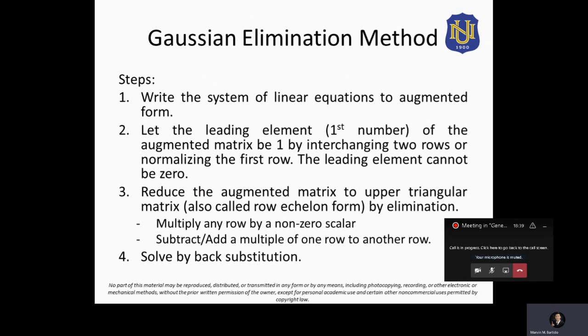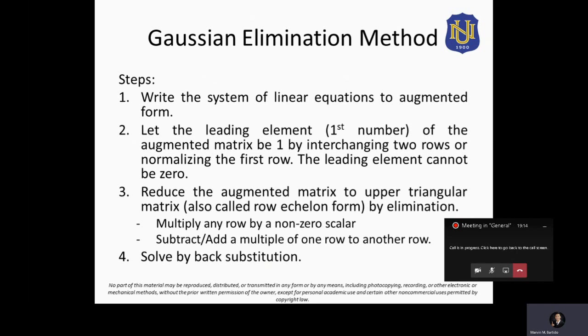So the first step, we have to write the system of linear equations to augmented form. And then the second step, let the leading element or the first number of the augmented matrix be 1 by interchanging two rows or normalizing the first row. The leading element cannot be 0. So the first element, which is located in the first row and first column of the matrix, it should be 1. Now, if that element is not 1, we can use other rows wherein that element is 1.